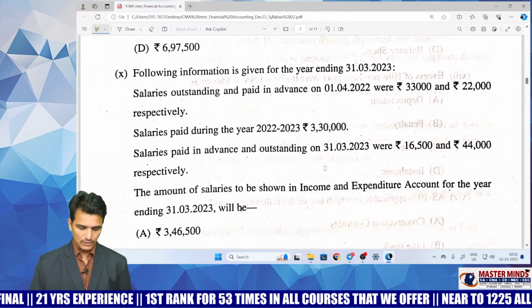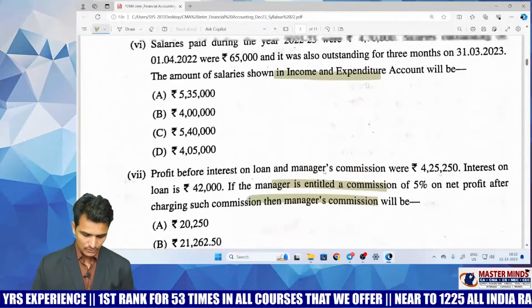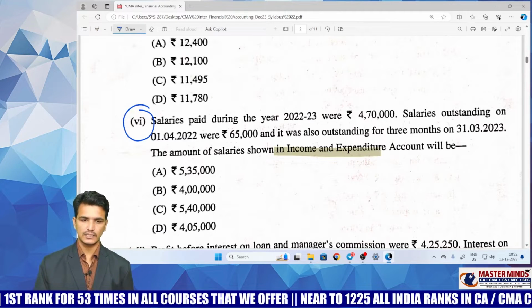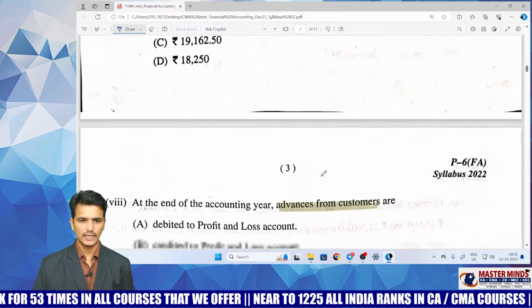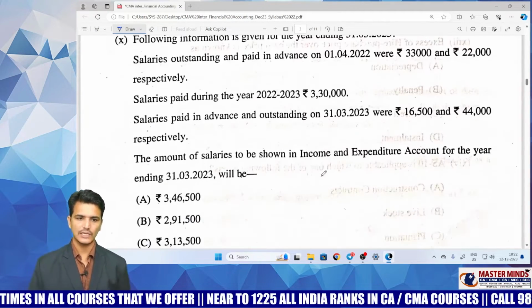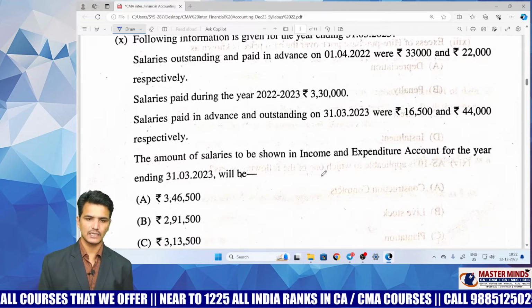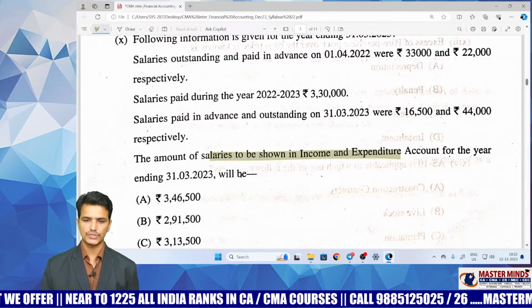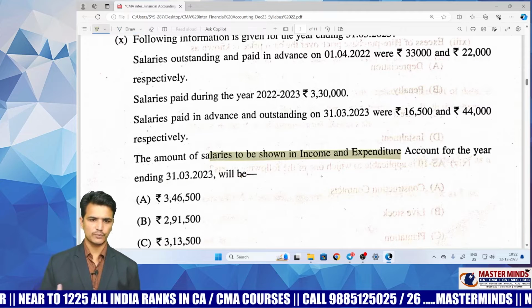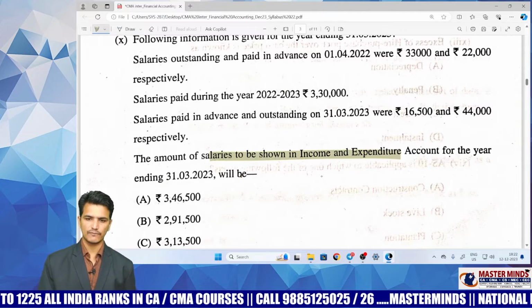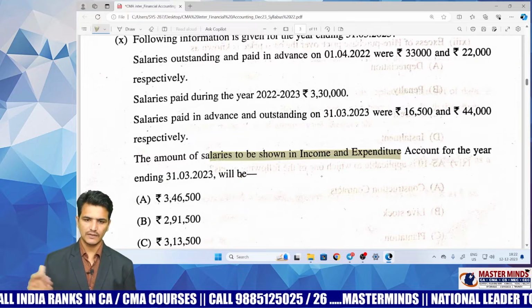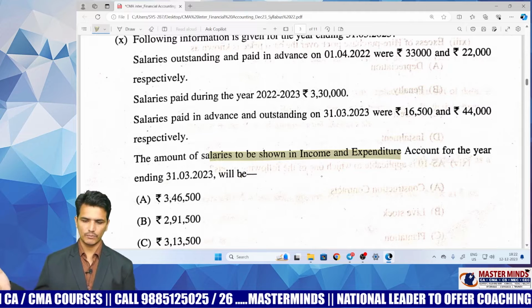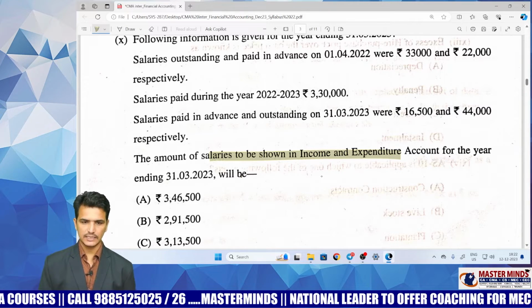this is also a question which is similar to the earlier MCQ. In case of MCQ number 6, they have given opening outstanding salary and closing outstanding salary. Apart from these, they are also giving you the opening prepaid salaries and closing prepaid salaries, and they are asking you to show how much amount of salaries are required to be shown in the income and expenditure. In majority of the problems we are going to have similar types of adjustments for outstanding and prepaid salaries. If you have gone through the problems given in the non-profit organization chapter, such students can easily answer this question also.